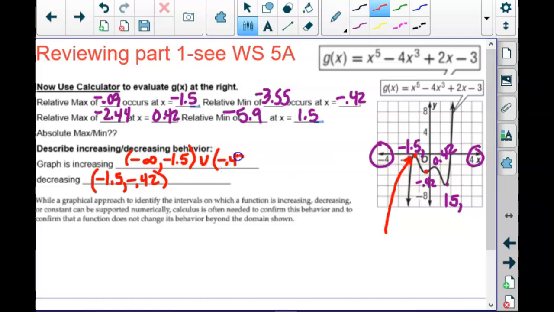Negative 0.42. Is it to positive 0.42? Right? Okay. Natalie, can you tell me the next stretch? Sure.